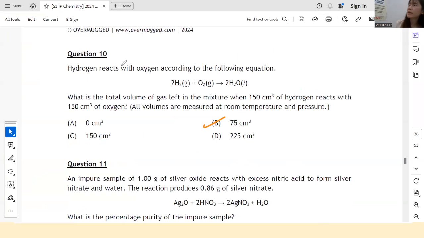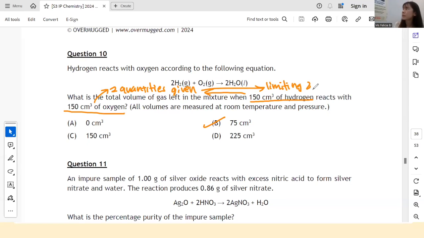Okay, so they said that they have this reaction. What's the total volume of gas left in the mixture when 150 cm cube of hydrogen reacts with 150 cm cube of oxygen? And again, do you see that you have two quantities? As long as two quantities are given, remember I told you, it would be a limiting excess question. Do you notice the whole question never uses the word limiting or excess? But you need to recognize that this is a limiting excess type of question. So that's why I said you need to recognize the question type. Can you write it in? This is a limiting excess type of question.